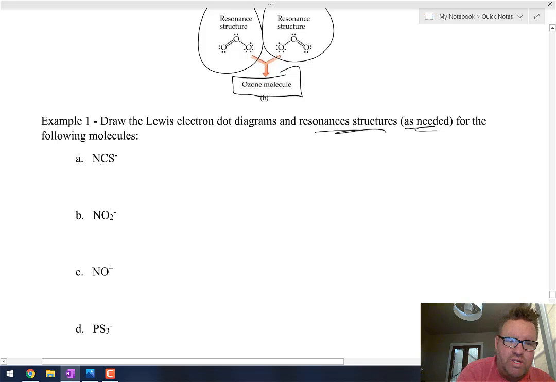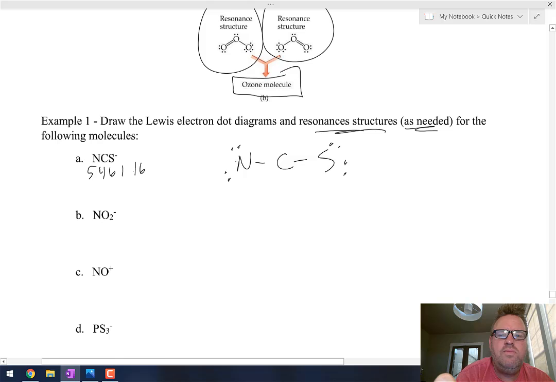So example 1 says, draw the Lewis electron dot diagrams and resonance structures as needed for the following molecules. This molecule has 16 electrons, so you're going to have N, C, S, like this. Then that carbon doesn't have 8, so we're going to take 2 electrons. One possibility is we can put 2 electrons there, and we can take 2 more and put another pair there. So we've got a triple bond and a double bond. Everything has 8, so that is one valid resonance structure.